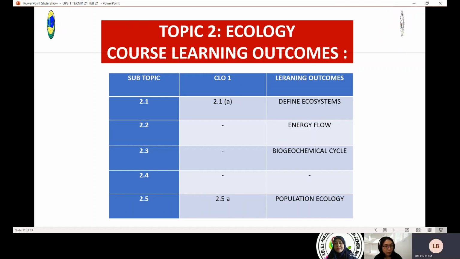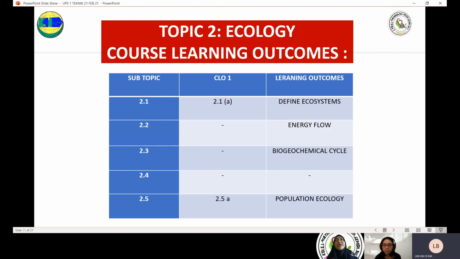Chapter 2, so far okay, not so much, because some of the topics are under C3 and C4. The ones under C1 and C2 are just topic 2.1, define ecosystem; 2.2, energy flow, where you need to know about the pyramid; and 2.3, biogeochemical cycle. Then 2.4, the conservation, is under C3 and C4. And then 2.5 is population ecology.